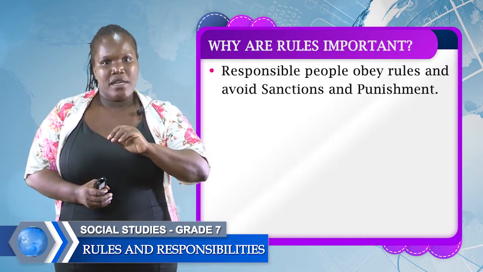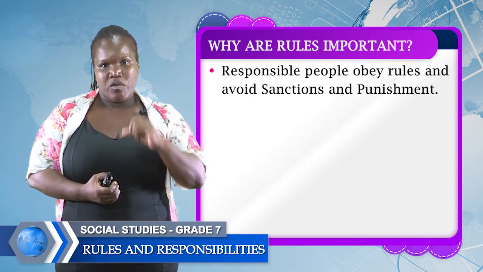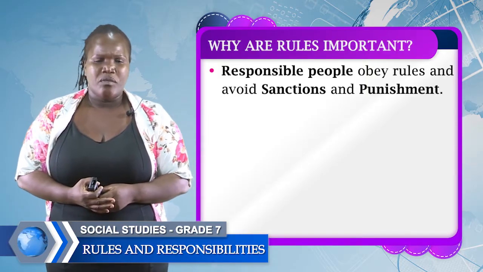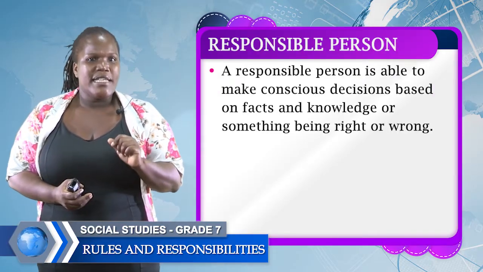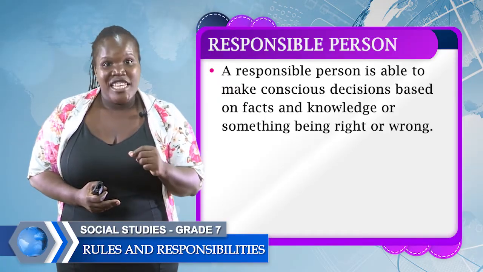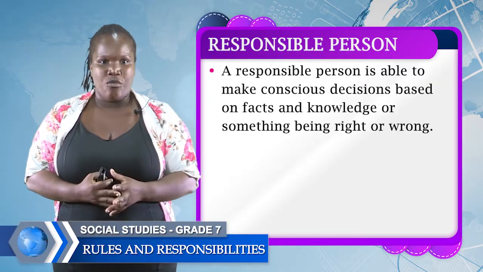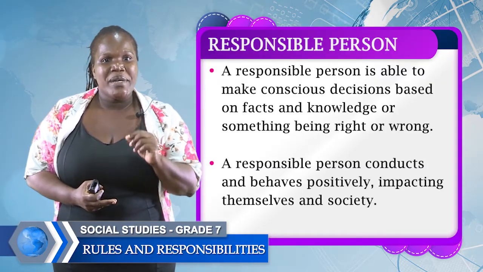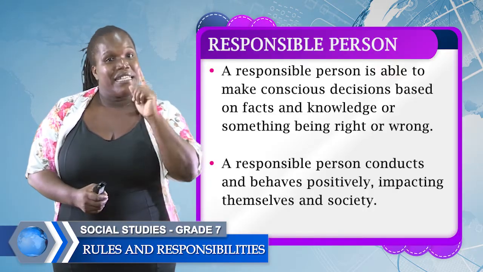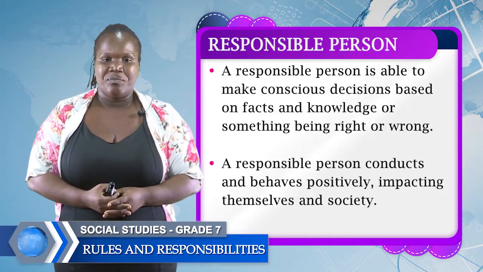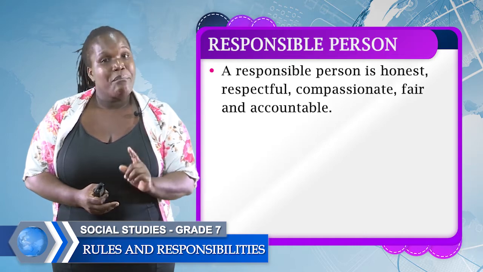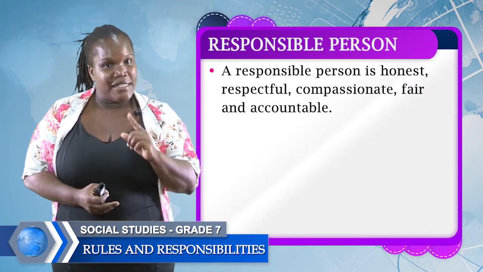So let's put these three concepts into perspective: responsible people, sanctions, and punishment. A responsible person is able to make conscious decisions based on facts and knowledge of whether something is right or wrong. A responsible person conducts and behaves positively, impacting themselves and society. And finally, a responsible person is honest, respectful, compassionate, fair, and accountable.